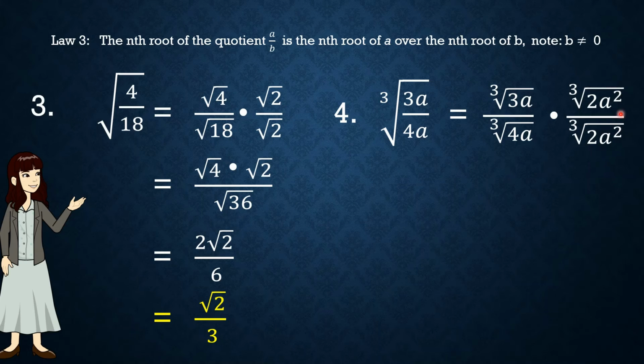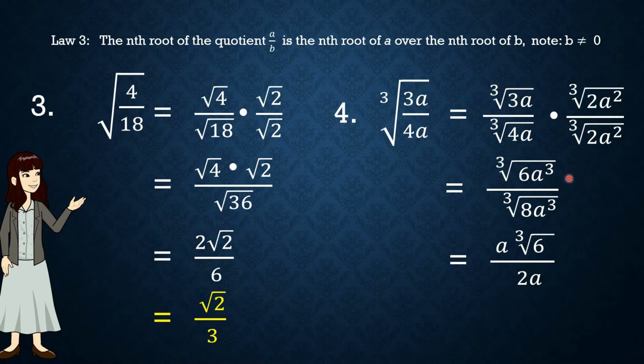We need to multiply both numerator and denominator by cube root of 2a squared. When we get the product, cube root of 3a times cube root of 2a squared becomes cube root of 6a cubed over cube root of 8a cubed. So we have a perfect cube here in the numerator because this is a cube. It becomes cube root of 6 over 2a, because the cube root of the denominator is 2a. And for the final answer, we cancel a in the numerator and the denominator. So the final answer is cube root of 6 over 2.